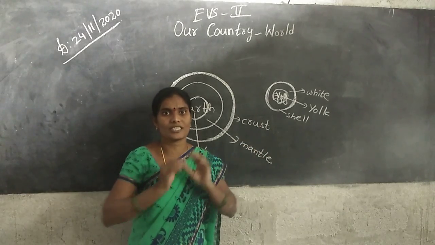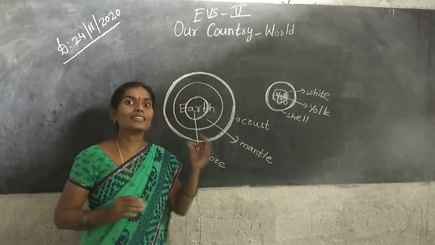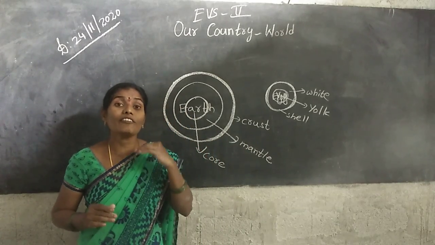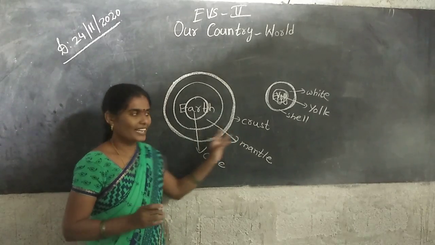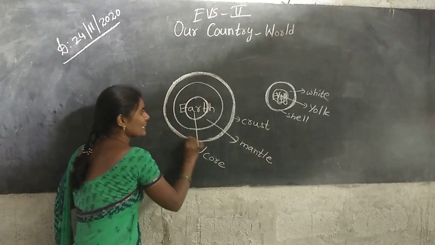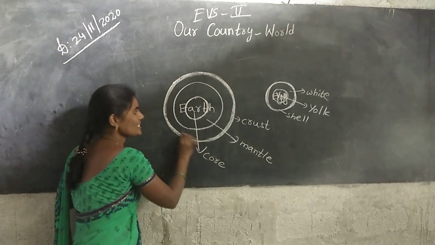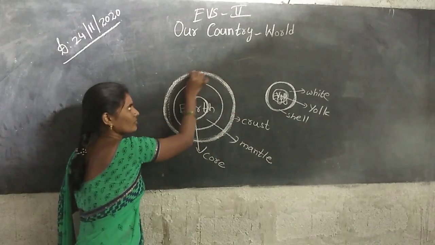I compared the earth with an egg. Just as an egg has 3 parts, the earth also has 3 layers. We are living on the crust, on the surface here. We are living here means we are living on the shell, that means the crust. We live on the crust. Okay?